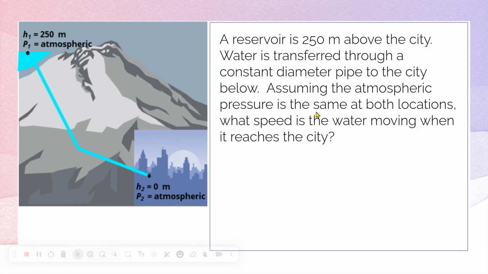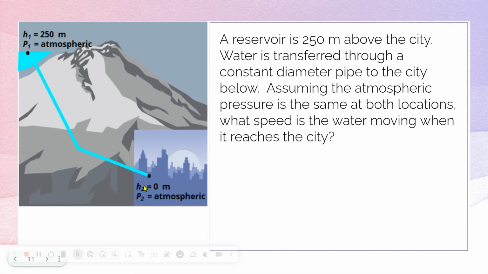Assuming the atmospheric pressure is the same at both locations, what speed is the water moving when it reaches the city? Okay, so a reservoir is a big lake. We consider the water in the lake itself to not be moving. It's sitting still. So at that pipe entrance right here, we're going to consider the water to not be moving. But it is 250 meters above the city.